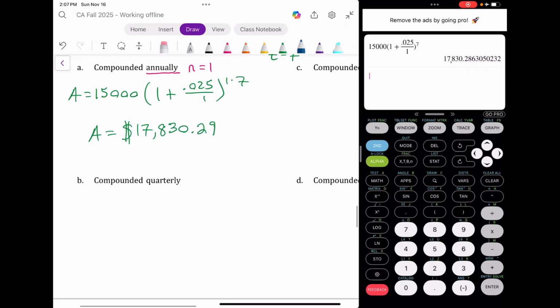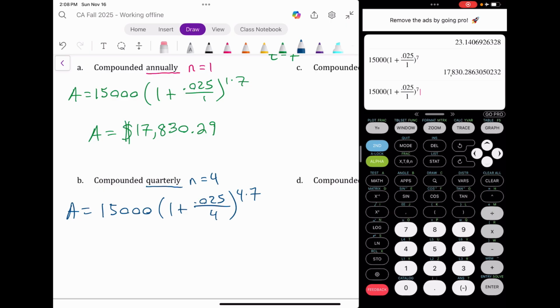Okay, compounded quarterly means n equals 4. So we're just changing n to be 4 in the formula. Everything else will stay the same, the rate and the time. And so in the TI-84 calculator, you can just highlight what you entered earlier and make edits to it.